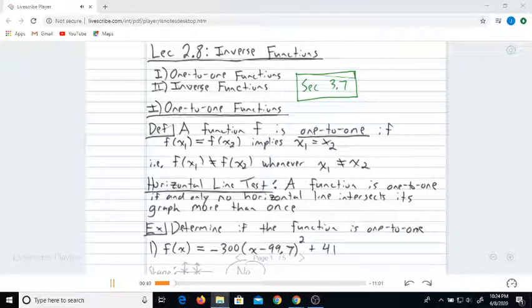The horizontal line test determines if a function is one-to-one, and we know a function is one-to-one via the horizontal line test if no horizontal line intersects the graph more than once. So let's go ahead and practice with that horizontal line test. So we got some functions here. Let's determine if they're one-to-one.